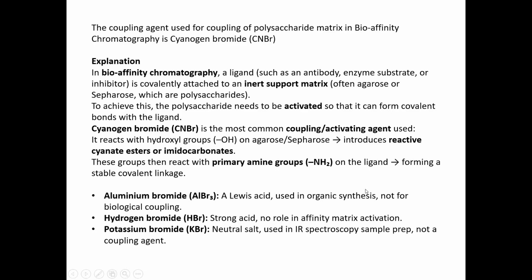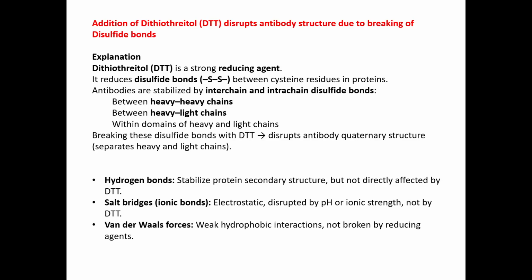Yeah, so we were talking about cyanogen bromide. So this is a coupling agent that is used for polysaccharide matrix for activation of the matrix. Next is DTT. So DTT is dithiothreitol. This is used to break the disulfide bridges. So it disrupts the antibody structures due to breakage of disulfide bonds.